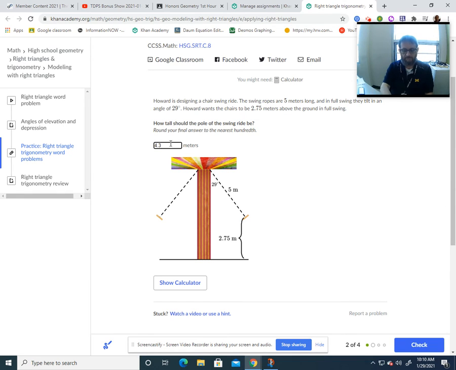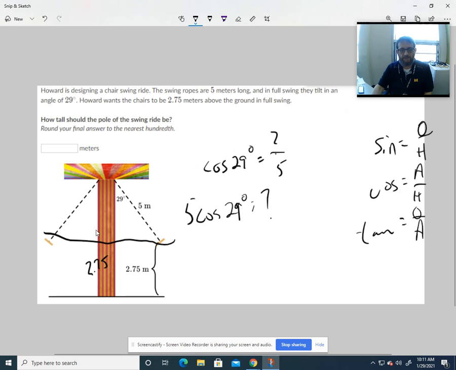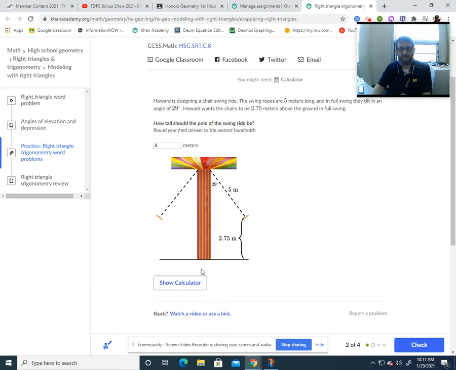Oh, wait. How tall should the pole be? I have to remember to add that 2.75 to it. 4.37 plus 2.75. I almost forgot that this was 4.37, but I have to go the whole height here. So I had to add that on. I almost didn't answer the question asked. So we need 7.12.